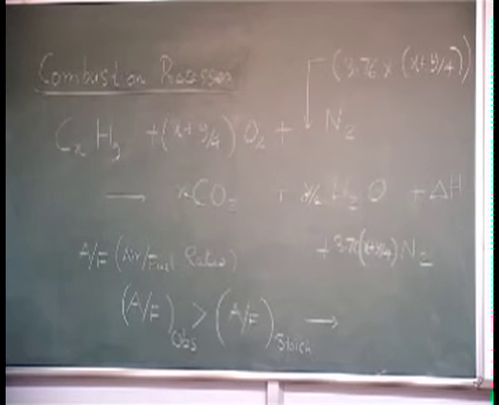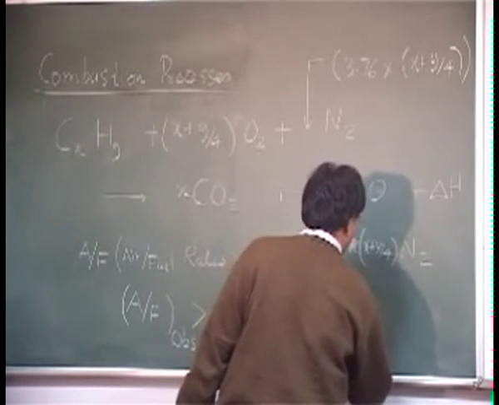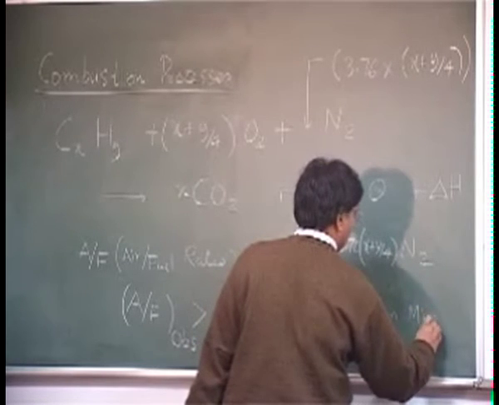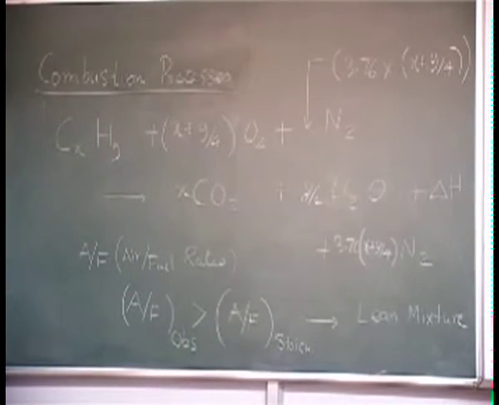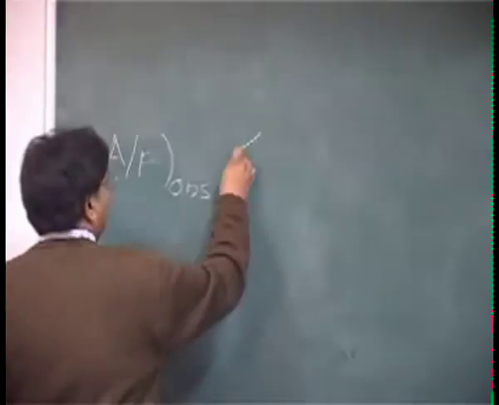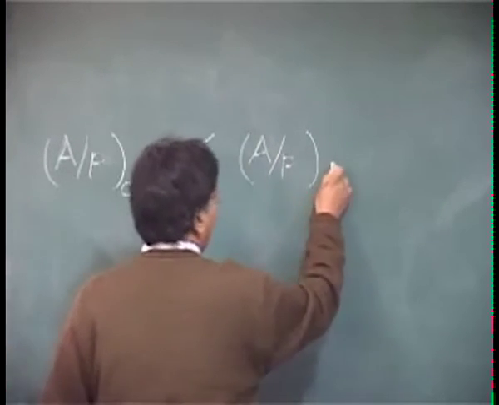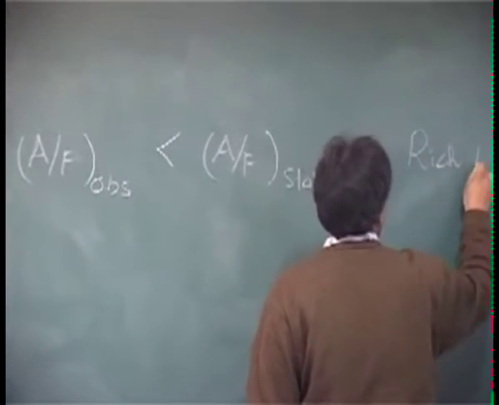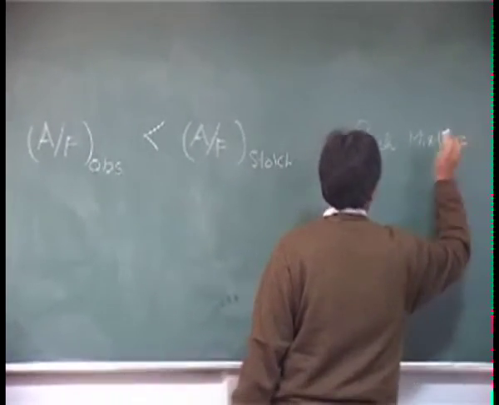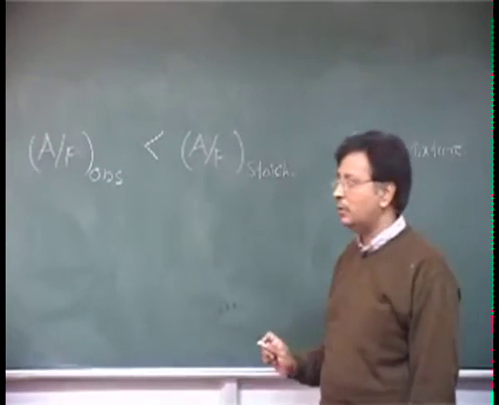If my observed air to fuel ratio in the combustion process is higher than the air to fuel ratio as per the stoichiometry, which you get from this important reaction that we have written, then in terms of the fuel, this air to fuel ratio is lean. No, this is lean. Lean mixture. And if A by F observed is less than A by F stoichiometric, this is called a rich mixture. So we have to deal with the rich mixture.